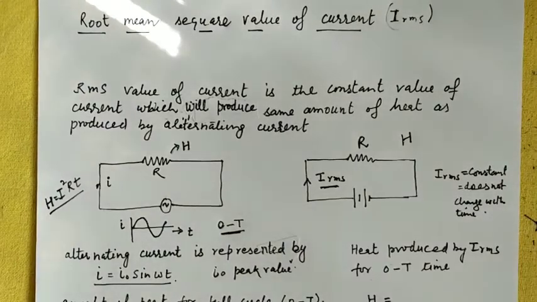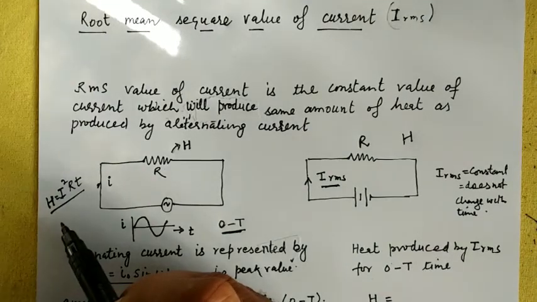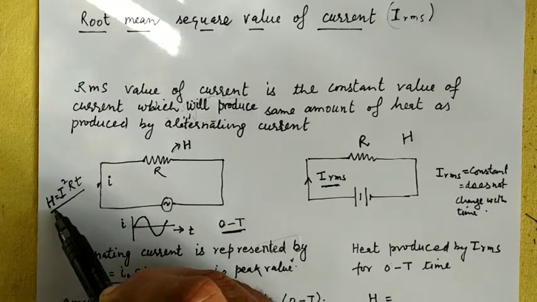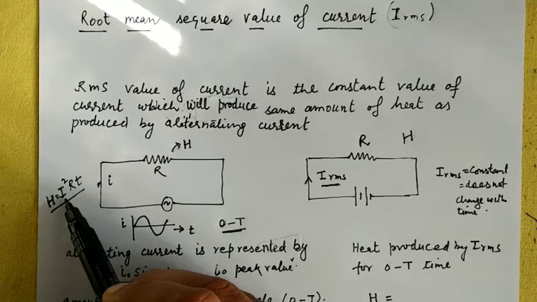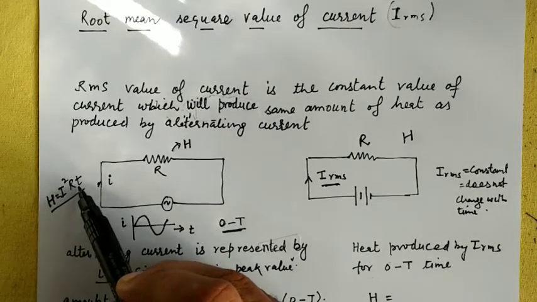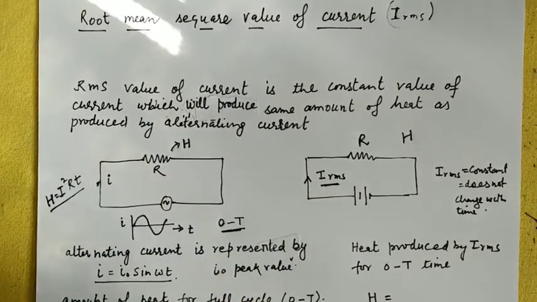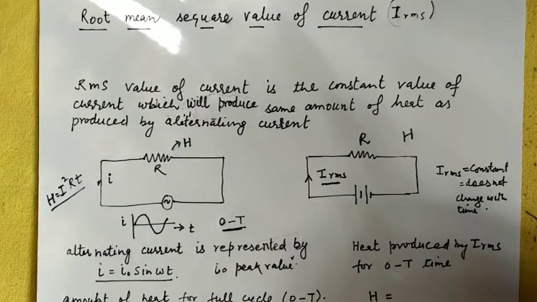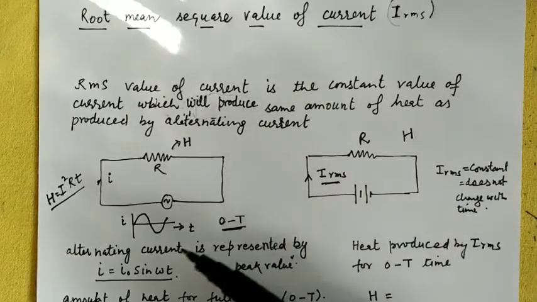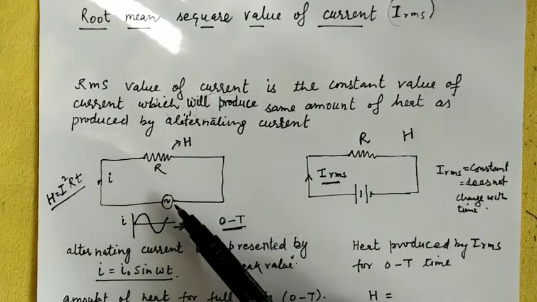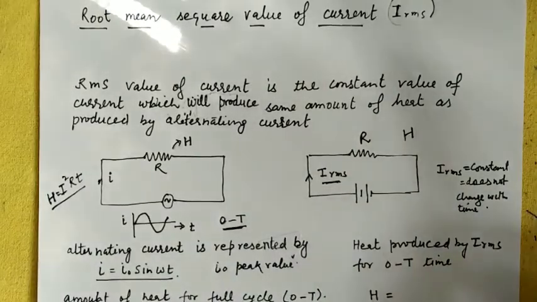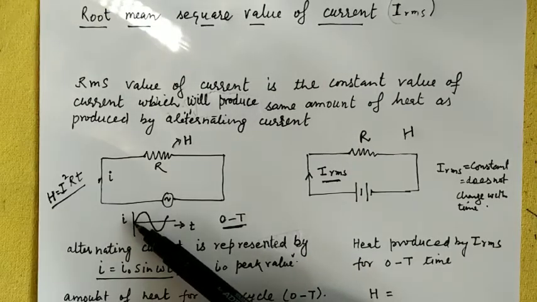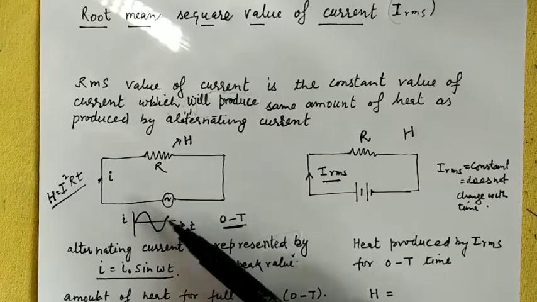Now we know that the amount of heat produced is given by Joule's law of heating, that is H is equal to I square RT, where I is the current, R is the resistance and T is the time. Now let us first calculate the amount of heat produced across R when AC is fed to this resistor. Note that the alternating current is represented by this graph.